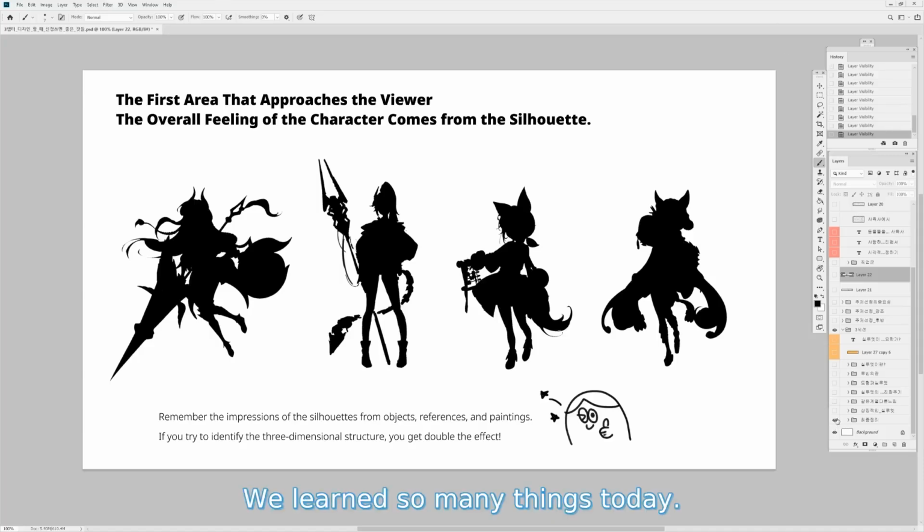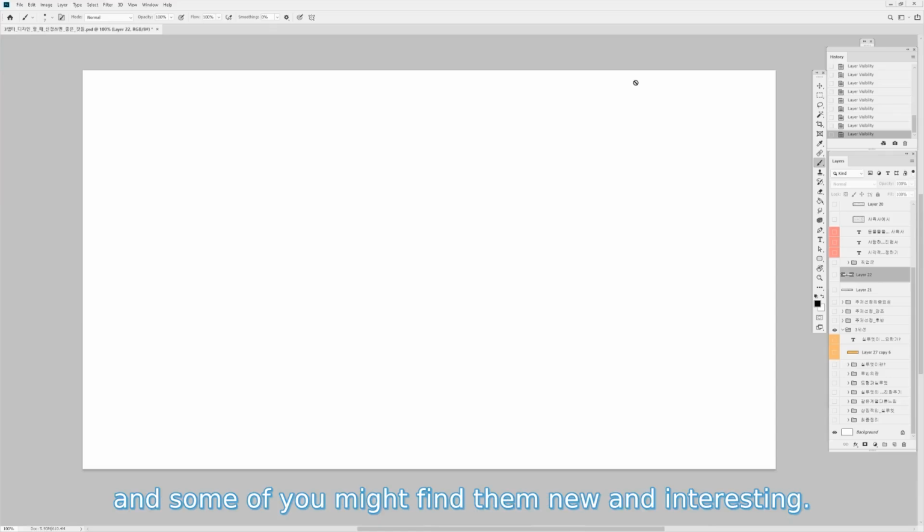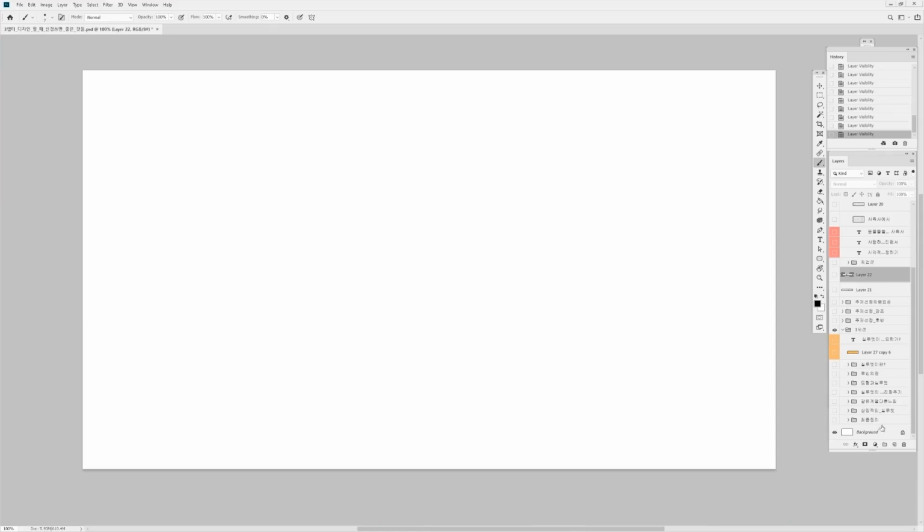We learned so many things today. Some of you might have already known these theories, and some of you might find them new and interesting. Let's review what we learned. First, consider the viewer. Make your designs recognizable, even for an unspecified group. Secondly, selecting visual themes. Be careful when you pick themes and make sure the themes you pick are visually expressible and are ones you want to paint.